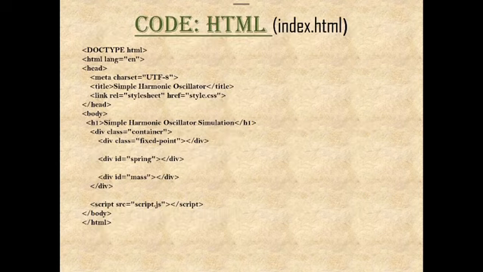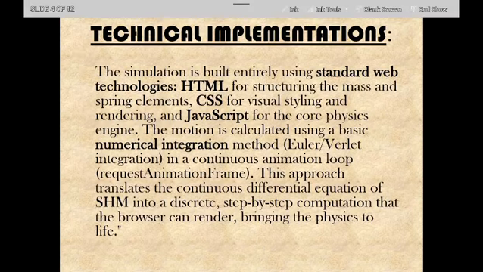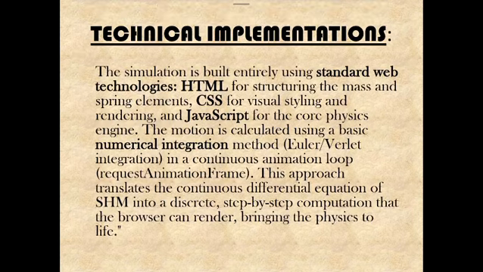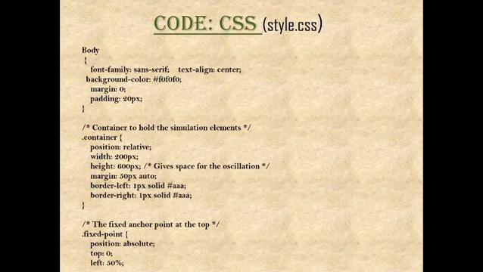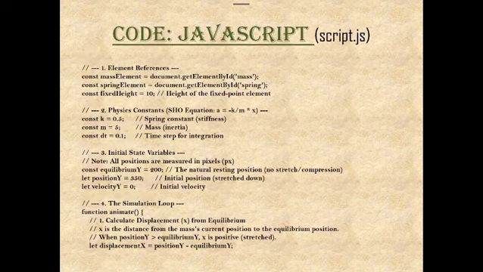Now I'm sharing the code of the different web languages that I have used. First one is the HTML, as I said. It is for structuring the mass and spring elements. The second is the code for CSS. It is for the visual representation. It basically adds the visual effects of our oscillator. The third is the JavaScript. It is mainly based on Euler integration, as I have mentioned before in the technical implementation part.